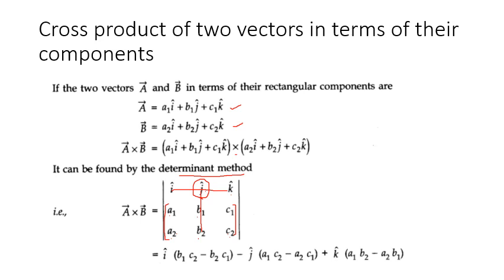Okay, so we have to simplify. So j into a1 c2, in a similar way from top to bottom, a1 c2 minus a2 c1. Okay, I repeat, minus j of (a1 c2 minus a2 c1). So this is your second term.